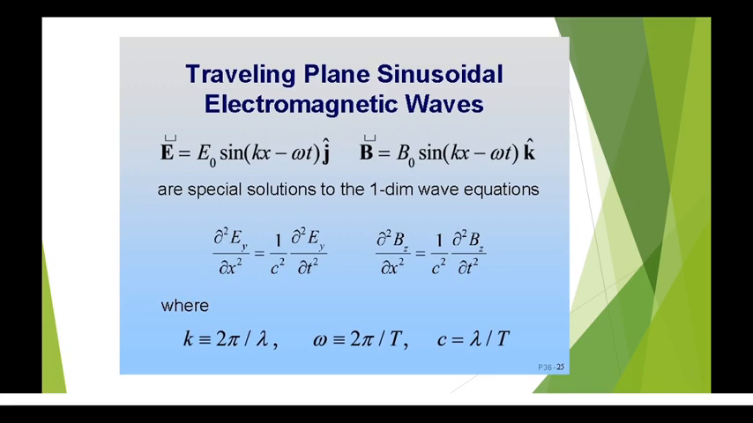We can represent an electromagnetic wave in the form of a plane sinusoidal wave. So here the electric component and the magnetic field component are given. See, vector E is equal to E0 sin(kx − ωt) j cap, and vector B is equal to B0 sin(kx − ωt) k cap.